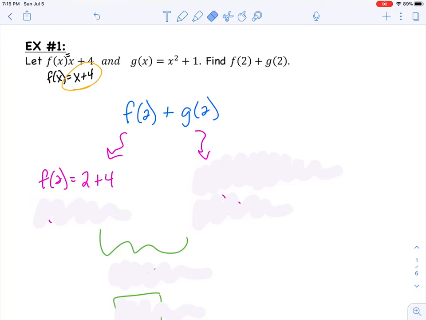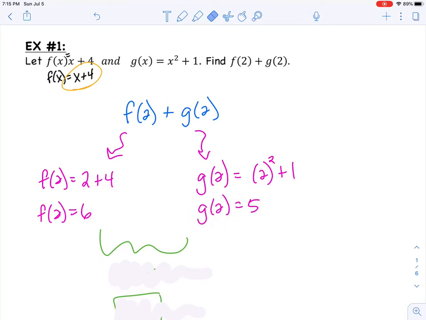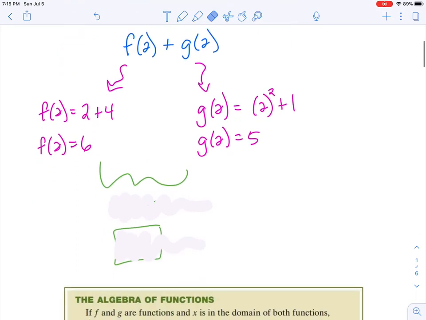And g of 2 means anywhere I see my independent variable, my x, in my g function, I'm going to plug in a 2 there. So I really have a 2 squared plus 1. What we're going to do now is just simplify. 2 plus 4 is 6. 2 squared is 4. 4 plus 1 is 5. So if f of 2 is 6 and g of 2 is 5, then f of 2 plus g of 2 is really 6 plus 5, or can we say 11?